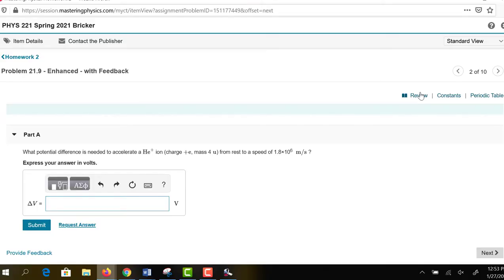What potential difference is needed to accelerate helium plus ions, so that means a charge of plus e, or 1.6 times 10 to the minus 19 in other words, and a mass of 4 atomic mass units, so we'll have to look up what that is, from rest, so initial speed of 0, to a final speed of 1.8 times 10 to the 6th. So what kind of voltage do you need to accelerate a helium ion to that speed? All right, let's take a look at it.